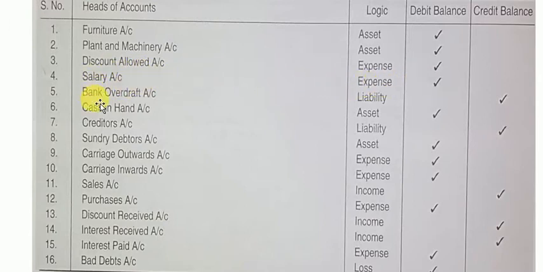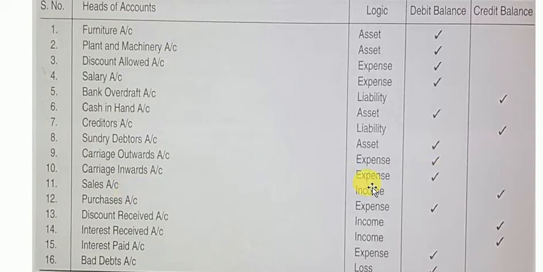Bank overdraft being a liability will always be shown in the credit column of the trial balance. Cash in hand is an asset. It has to appear in the debit column of your trial balance. Creditors being a liability will appear in the credit column of the trial balance. Debtors being an asset will always be in the debit column of your trial balance. Similarly, carriage outward and carriage inward, both are expenses, hence debited.